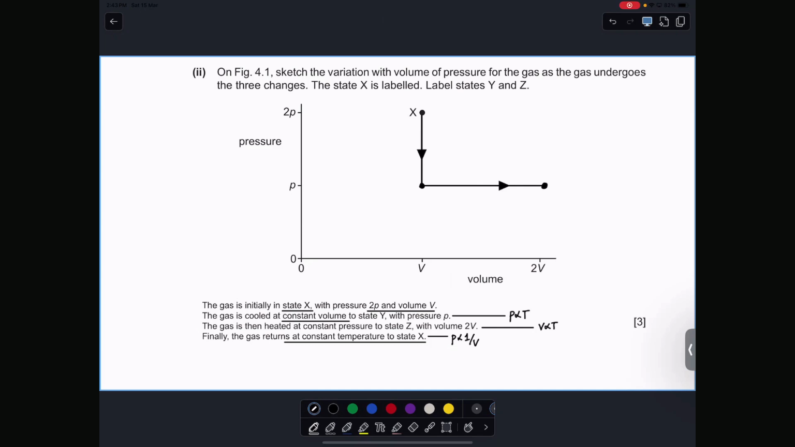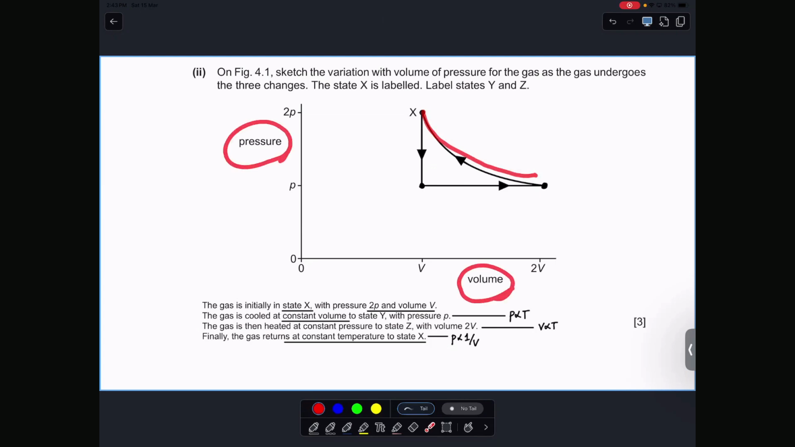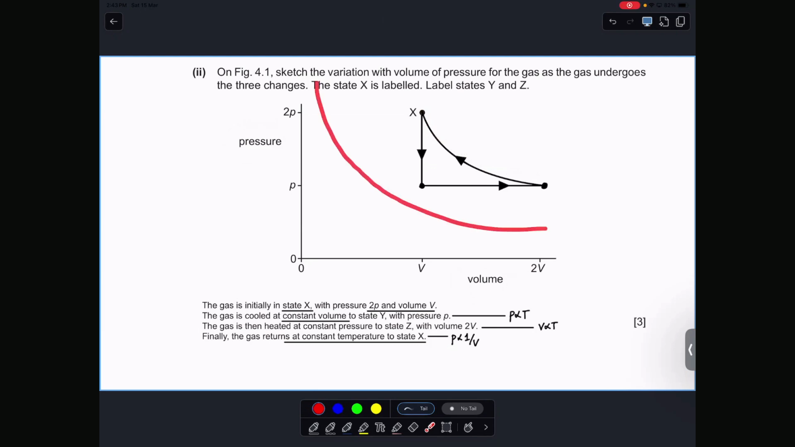Then the gas returns to its original state X. So will it go in a straight line or will it be a curve? It will be a curve, because p versus V is an inverse relationship, so that's how the graph looks. Which one is this? Yes, this is pressure versus volume, right? What's the link between pressure and volume? Inverse, right? So a pressure-volume relationship graph is always going to be a curve, given that what is constant? Temperature is constant. Okay, so this is the graph that we talked about, the same thing, right?